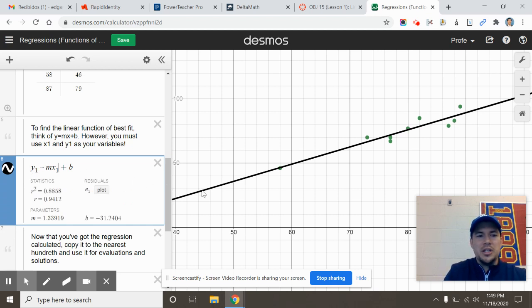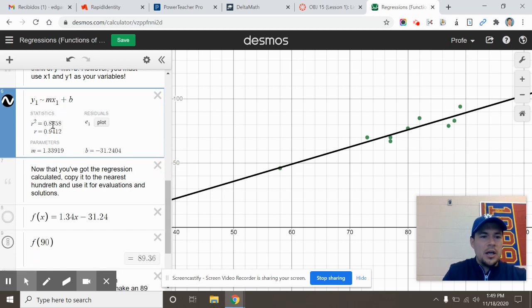All right. And now you see a line go across it, all right? So it gives you some statistical information, all right, that we don't comprehend yet, but it does give me the parameters. It says m, the slope, is 1.339, and b, the y-intercept, should be -31.24.